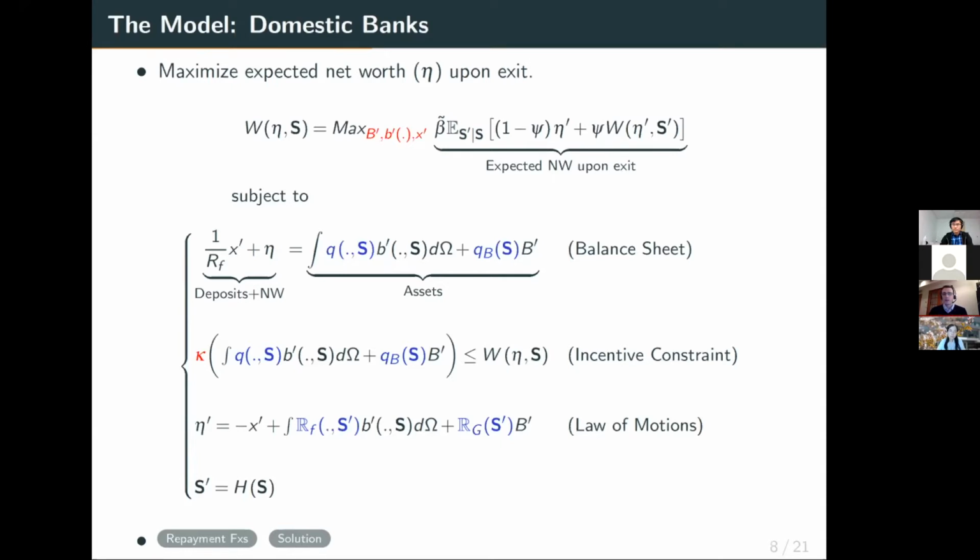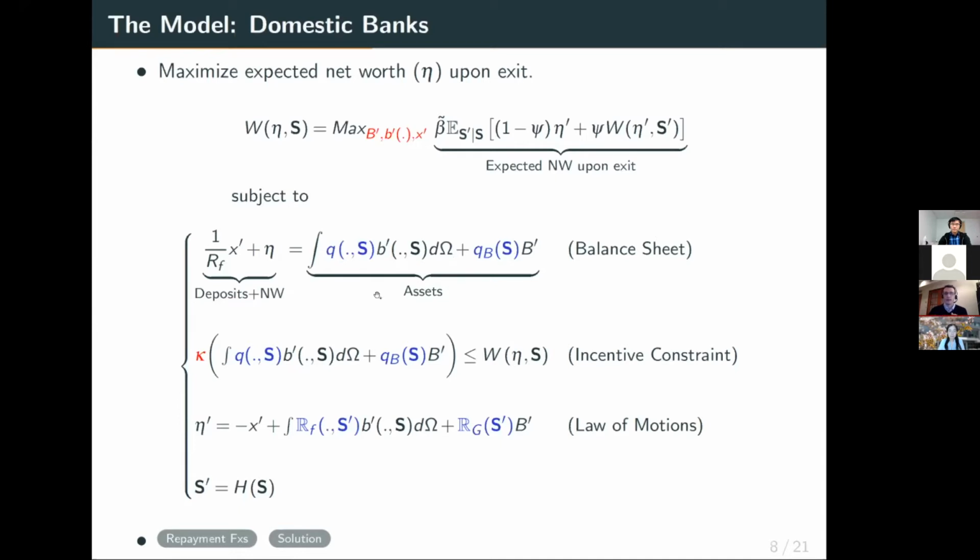Now, the constraints that I have here are the following. The first one that you have here is just the definition of the balance sheet of the bank, okay? So on the left-hand side, what you have is the sum of the deposits and the net worth of the bank. On the right-hand side, what you have is the market value of the assets of the bank. So here's the sum of the market value of the loans to all the firms that you have in the model, plus the market value of the stock of government bonds that this bank is holding.